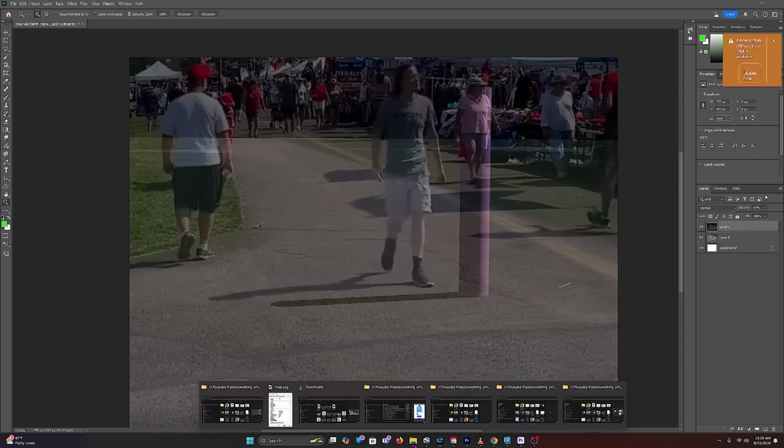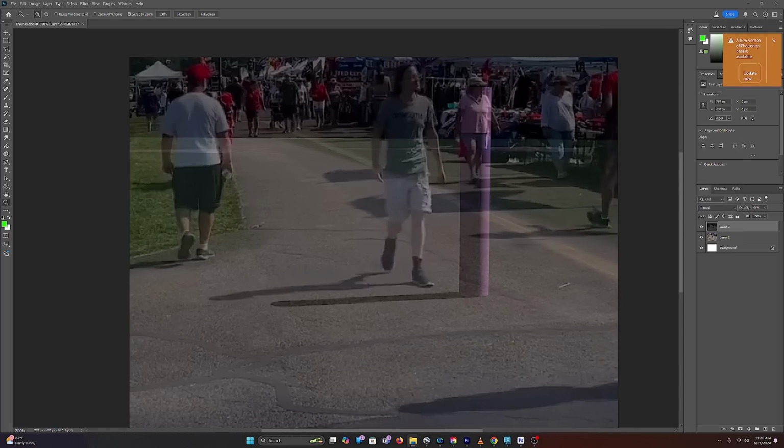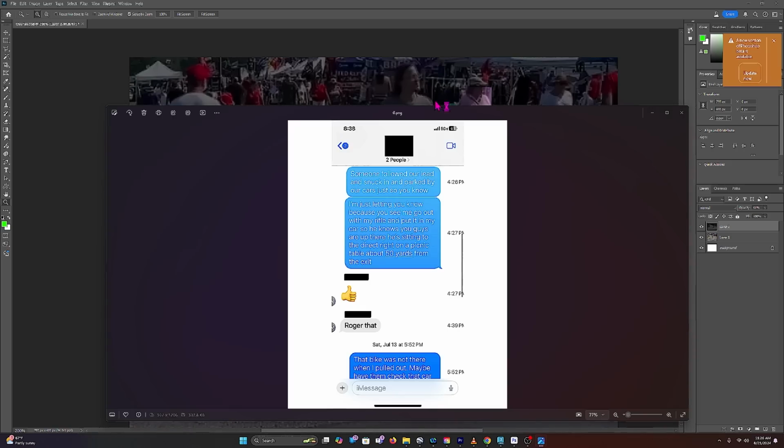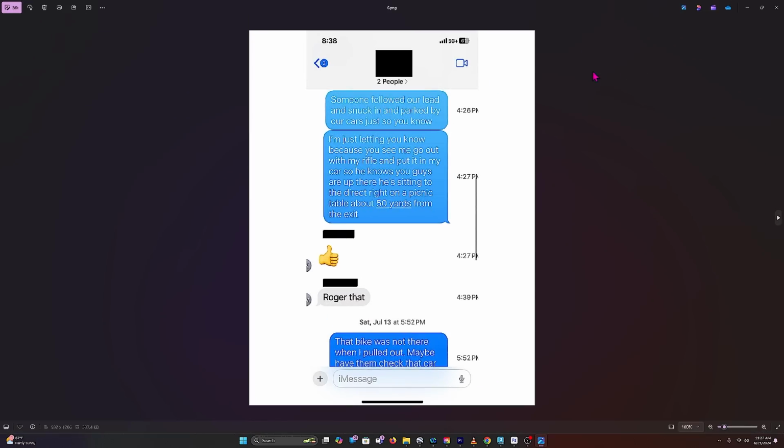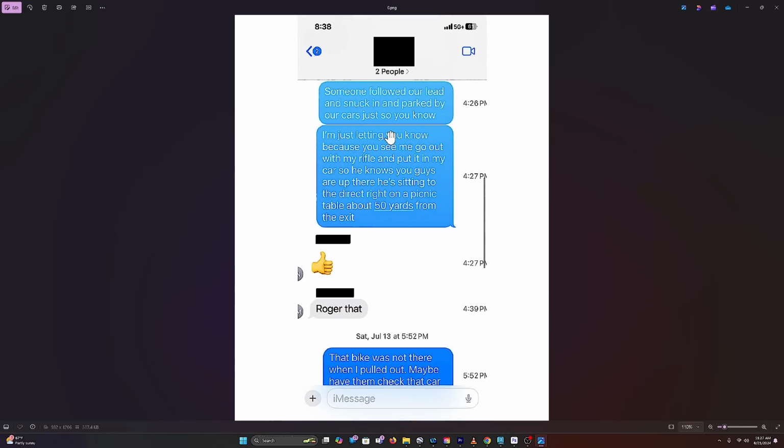Okay, now let's take a look at some of the documents associated with this. So here is where people are confused, because if that was 4:26, here in one of the Grassley PDF files that are out there, it says, and this is a text message, someone followed our lead and snuck and parked by our cars, just so you know. I'm just letting you know because you see me go out with my rifle and put it in my car, so he knows you guys are up there. He's sitting to the direct right on the picnic table, about 50 yards from the exit.